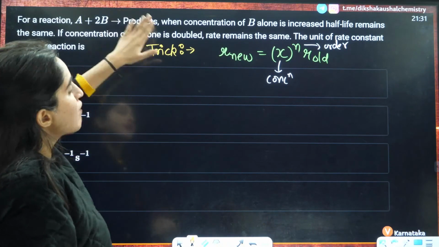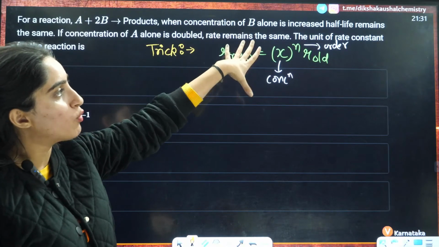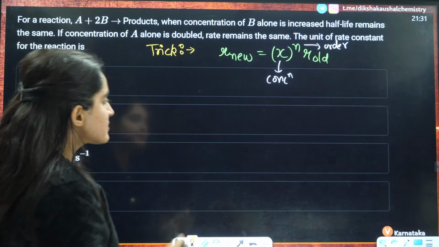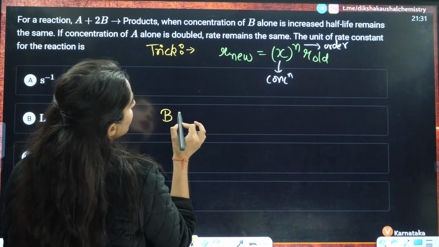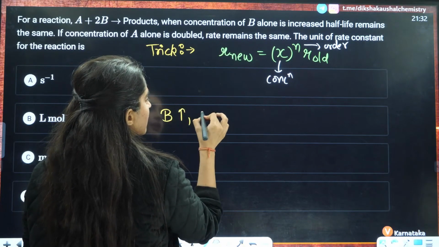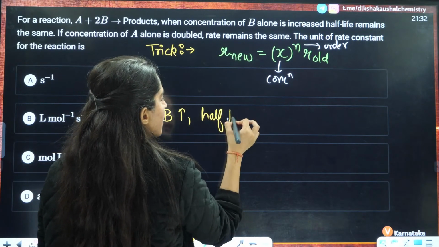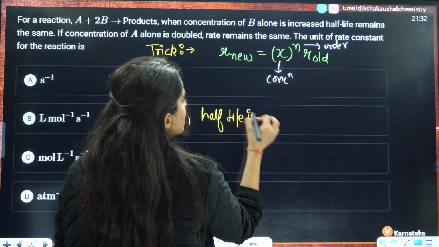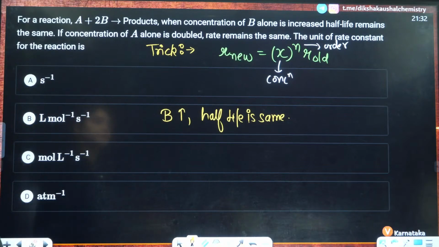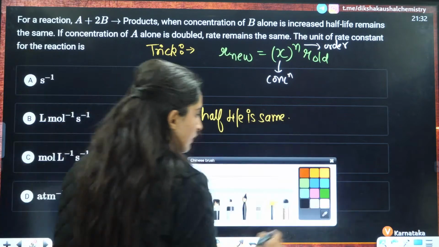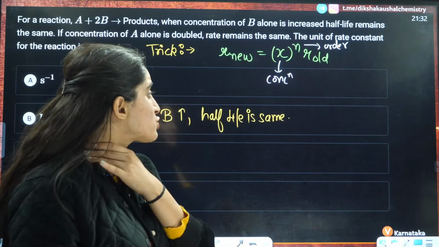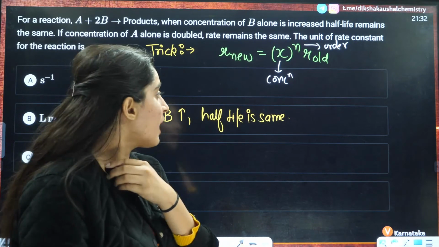So when the concentration of B alone is increased, half-life remains the same. They are saying that when B alone is increased, half-life is the same. If they are saying that when you increase the concentration, there is no effect on the half-life.